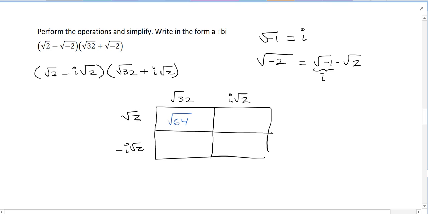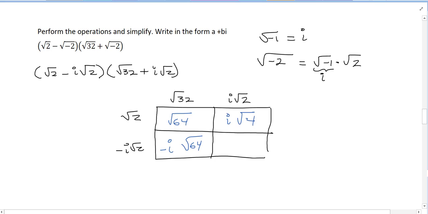The square root of 2 times i root 2, so we keep the i, and the square root of 2 times the square root of 2 becomes the square root of 4. You can simplify as you go if you like. And so here, minus i root 2 times the square root of 32. So we keep the minus i on the outside, and then the square root of 2 times the square root of 32 is again the square root of 64, which is 8.